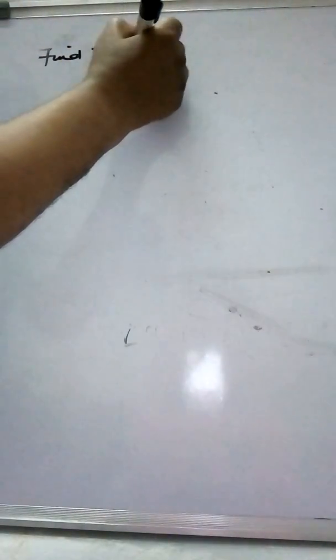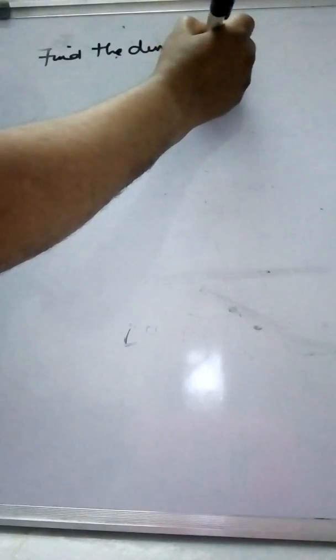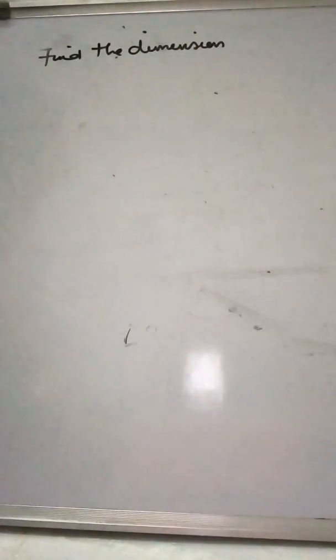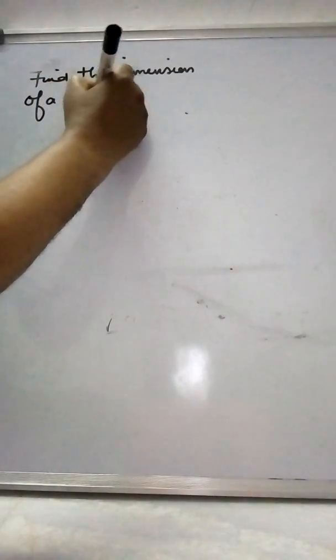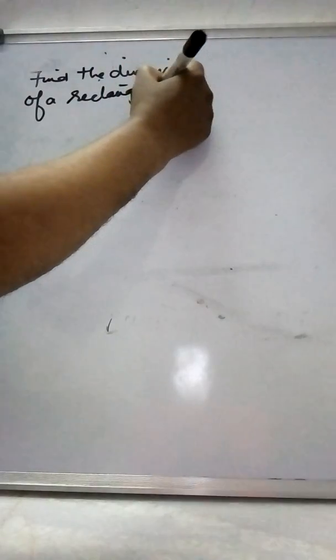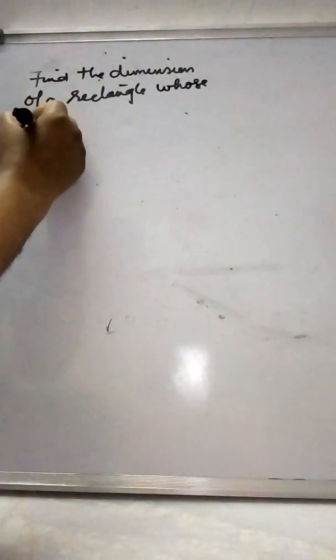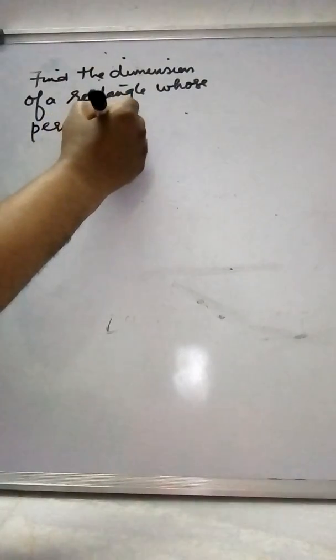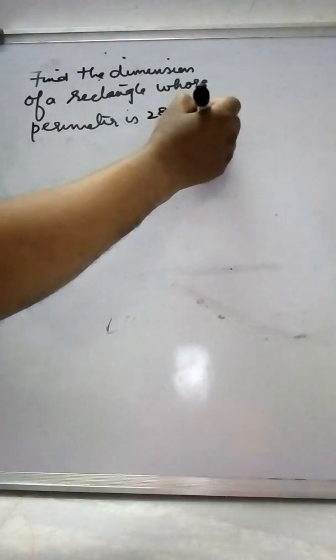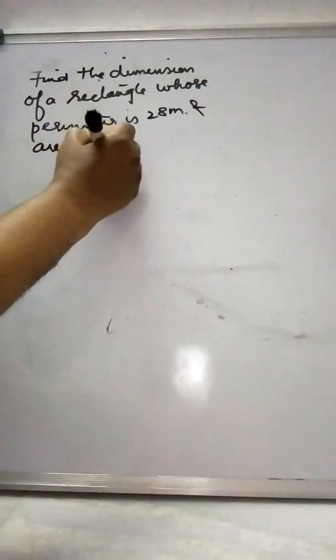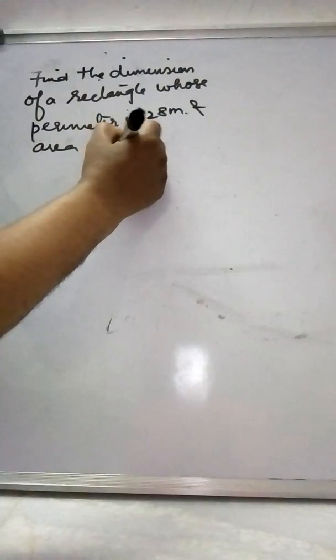Given, find the dimension of a rectangle whose perimeter is 28 meter and area is 40 square meter.